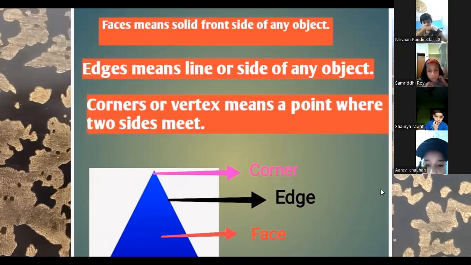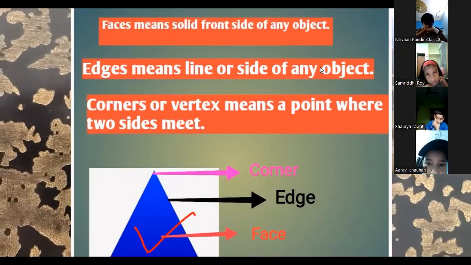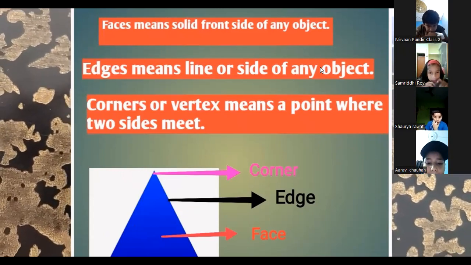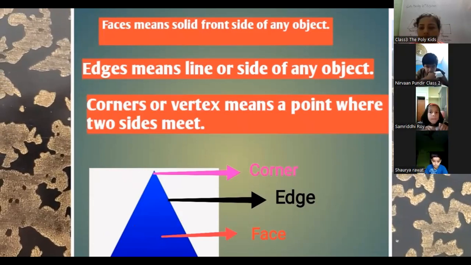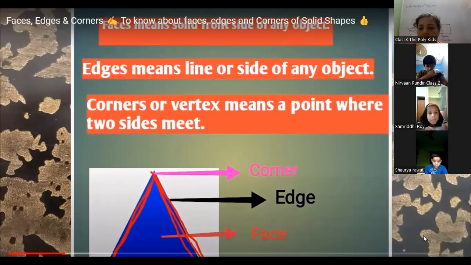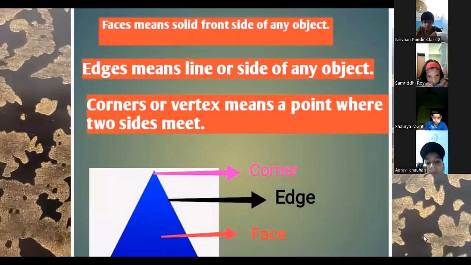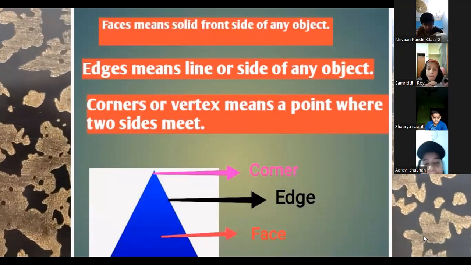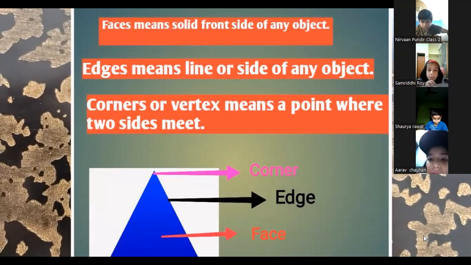Okay, just see here is a triangle. Front face, front side is its face. Second we have edge. Edge means you can say a line. See, we have a triangle. A triangle is made with three straight lines, so these lines or sides are also called edges. Third we have corner. Corner is also known as vertex. Other name of corner is vertex.